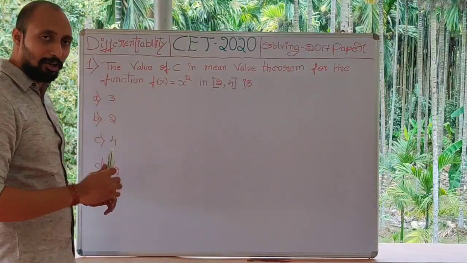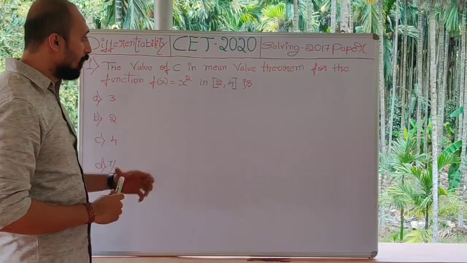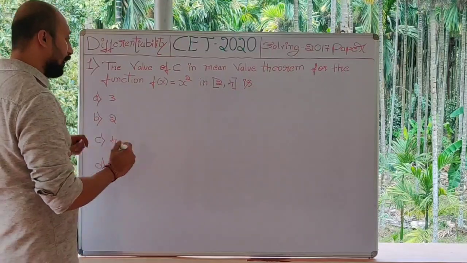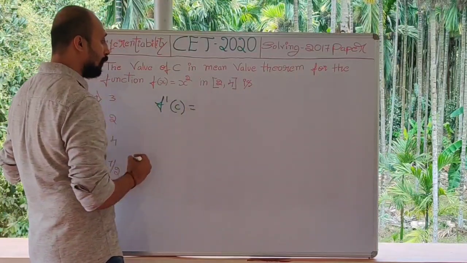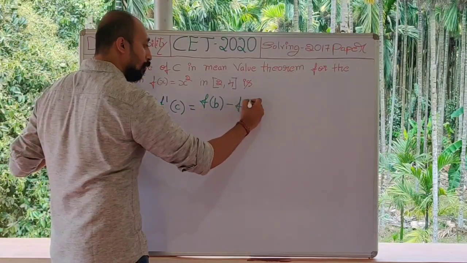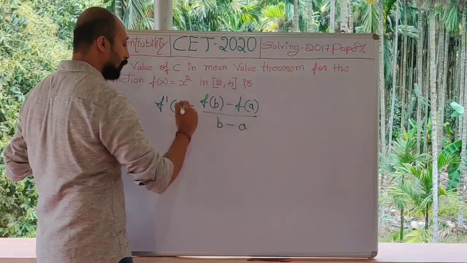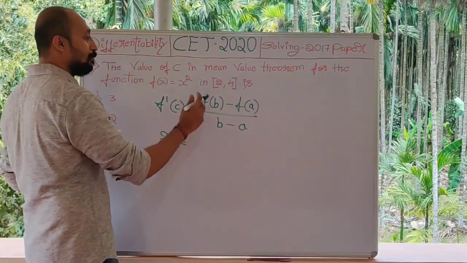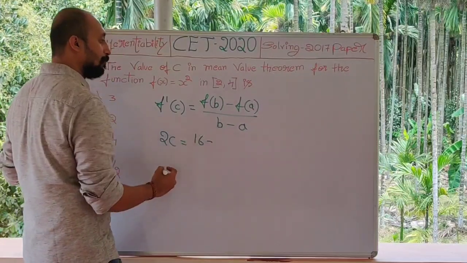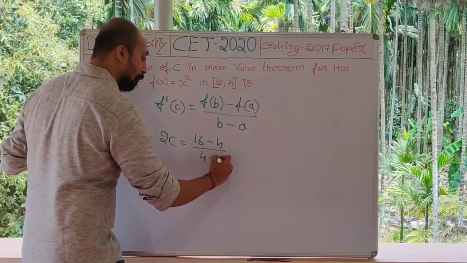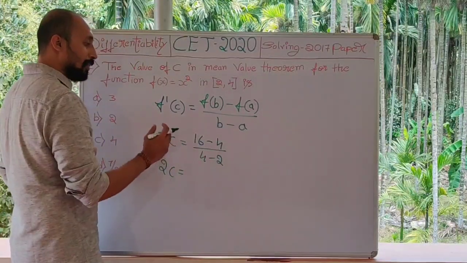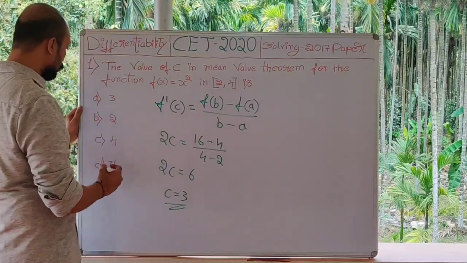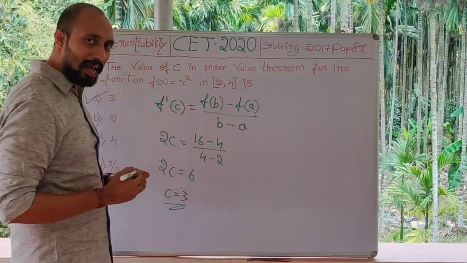The value of c in mean value theorem for the function f of x is equal to x square in the closed interval 2, 4. Finding c value, directly if I have to write the form, it is f dash of c is equal to f of b minus f of a divided by b minus a. F dash of c, x square's differentiation in terms of c is 2c, and f of b is 4 square is 16 minus f of a is 2 square is 4 divided by 4 minus 2. So 2c is equal to 16 minus 4 is 12, 12 by 2 is 6. So c is equal to 3. So c value is 3, that is option A is your right answer.